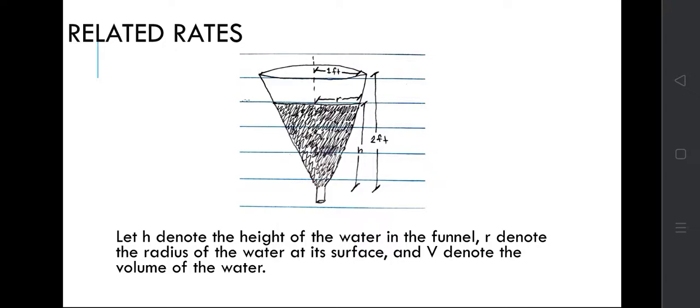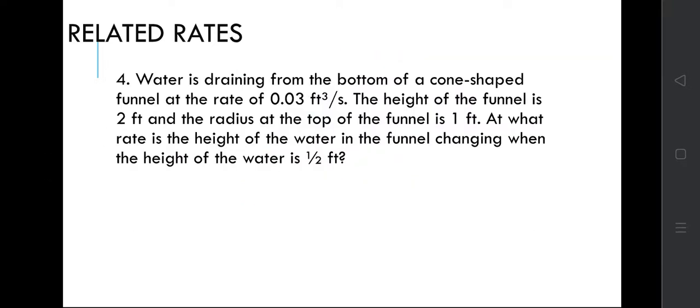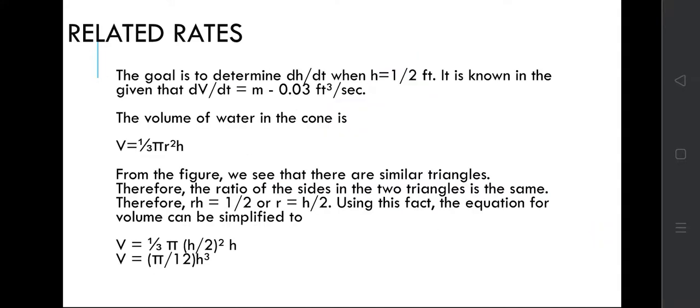So, let H denote the height of the water in the funnel, yung tubig na mismo. R denote the radius of the water at its surface, ito lang, and V, the volume of the water. So, ito yan na lahat na nasa black part. Yun yung volume, which is denoted as V. The goal is to determine dH over dt when h is equal to 1/2 feet. It is known in the given that dV over dt is 0.03 feet per second.